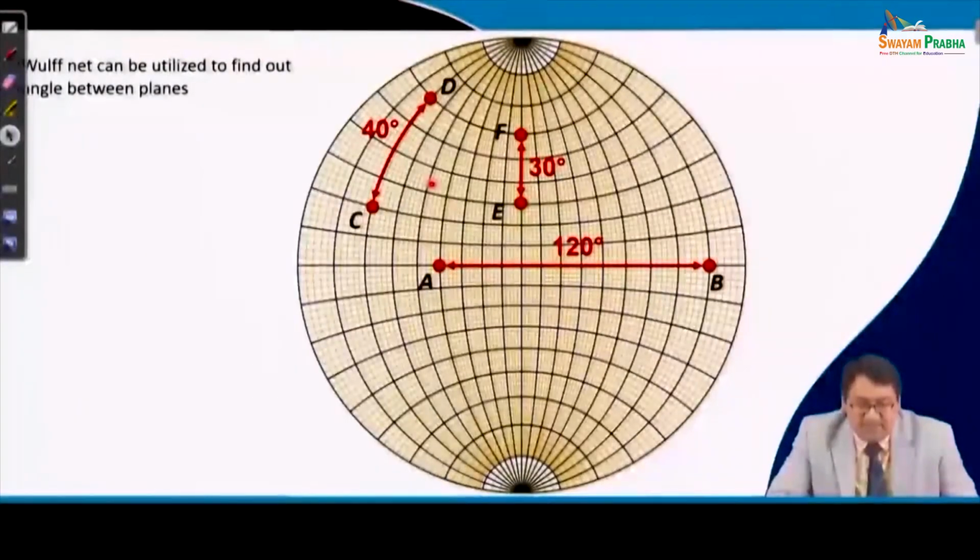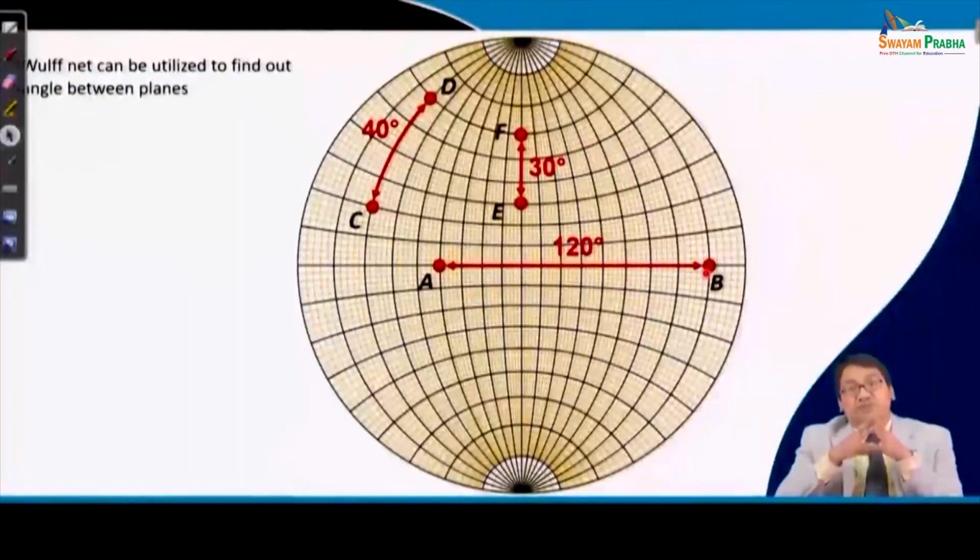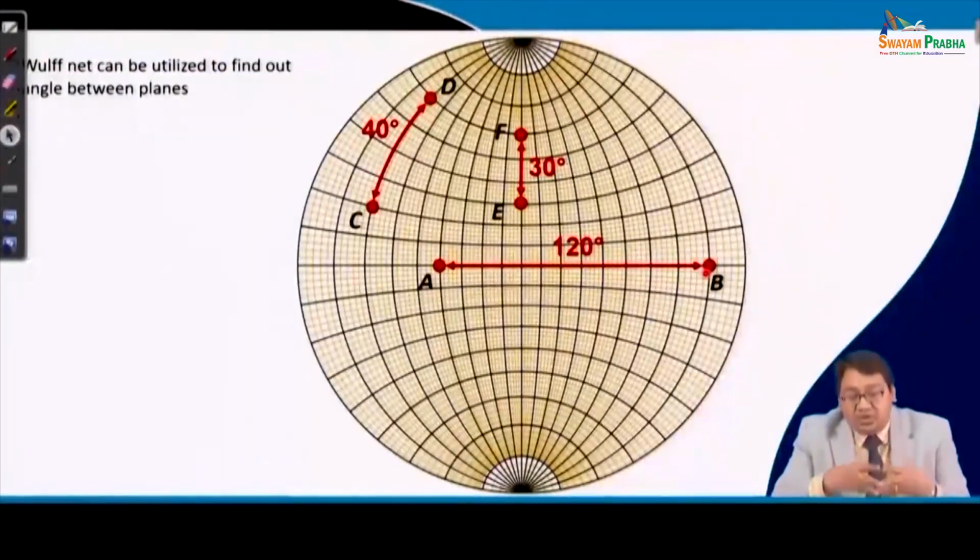the two planes, right. Say for example, if you have two planes which are something like this, then we can find the angular deviation between them by calculating. As I said, the larger circles have a 10 degree graduation. So, you see 10, 20, 30, 40, 50, 60, 70, 80, 90, 100, 110, 120. So, the angle between the two planes can be obtained from the Wulff net to be 120.